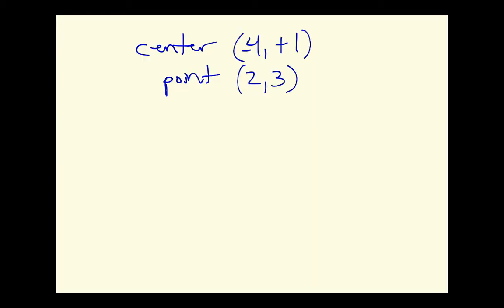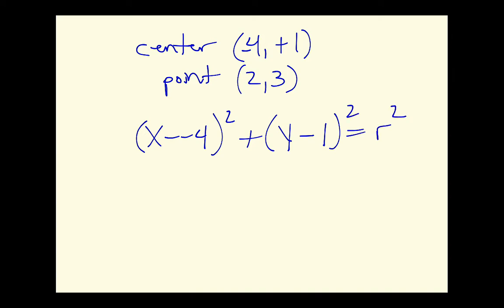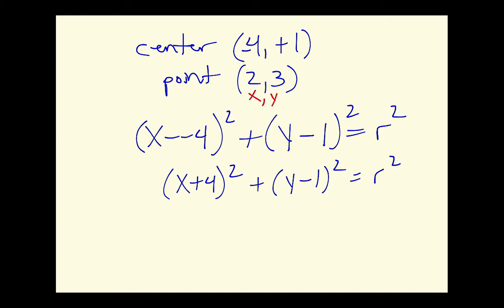Well, the center is the easy part. It's going to be (x - (-4))^2 + (y - 1)^2 = the radius squared. So this is like (x + 4)^2 + (y - 1)^2 = the radius squared. The problem is we don't have the radius squared to finish off the equation. What we do have is an x-coordinate and a y-coordinate on the circle.